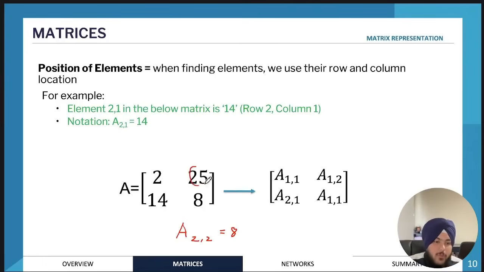So if we were to identify what this element was, 25, we use the name of the matrix, which is A, and then the row number, which is row 1, and then the column number, which is 2. Sometimes the row number and the column number will be separated by a comma, but that's not always the case. Sometimes they'll just be written as 12, and this is equal to 25.